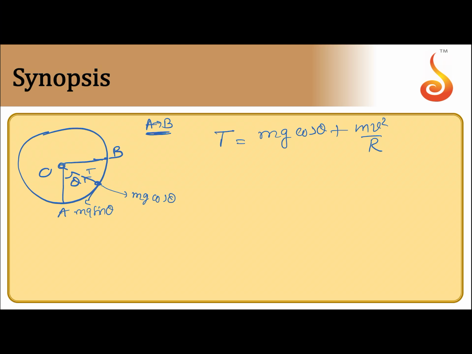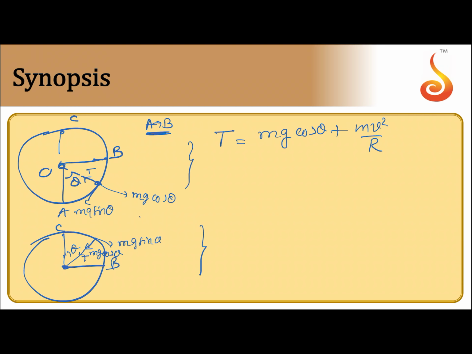And if I consider the journey from B to C, let me draw this diagram. This is B and this is C. This is theta, and clearly now this is mg sin theta and this is mg cos theta, and both T and mg cos theta are along the same direction. So for the journey from B to C, the tension in the string becomes mv² divided by r minus mg cos theta. So remember this result.